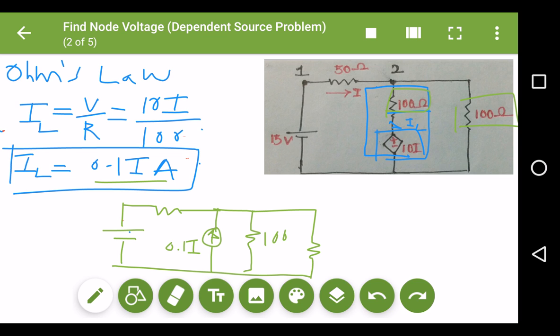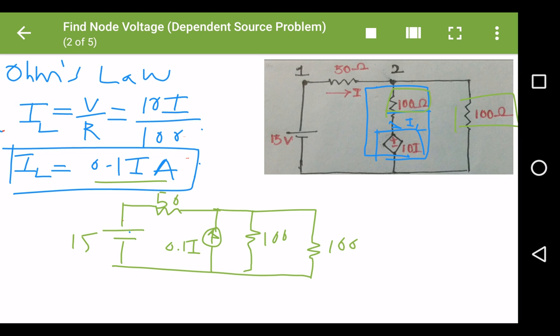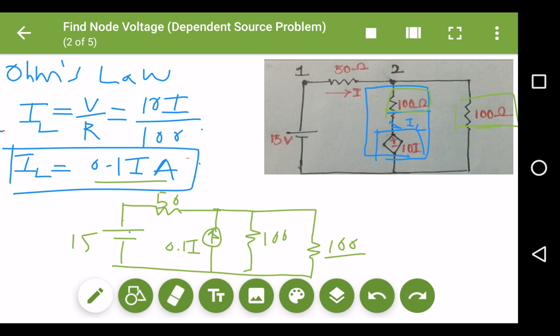So this is how my new circuit diagram will look. That is 50 ohms, 0.1 ampere current, 100 ohm, and this 100 ohm over here. This 100 ohm is this 100 ohm. Okay, so this is how my circuit will look.